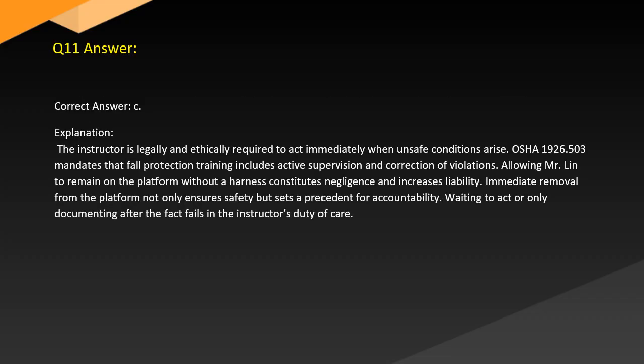Answer. Correct answer: C. Explanation. The instructor is legally and ethically required to act immediately when unsafe conditions arise. OSHA 1926.503 mandates that fall protection training includes active supervision and correction of violations. Allowing Istalin to remain on the platform without a harness constitutes negligence and increases liability. Immediate removal from the platform not only ensures safety but sets a precedent for accountability. Waiting to act or only documenting after the fact fails in the instructor's duty of care.